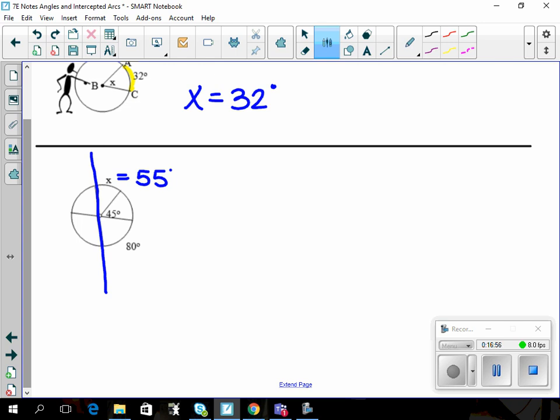Okay? So sometimes it's pretty straightforward. Other times you have to do a little bit of problem solving, so to speak. Okay? Any questions about central angles? Again, where the vertex is, where the corner is, right? That's important.